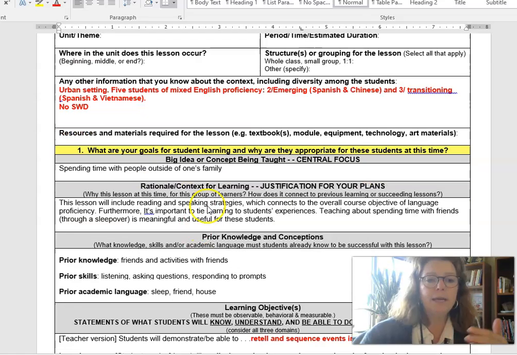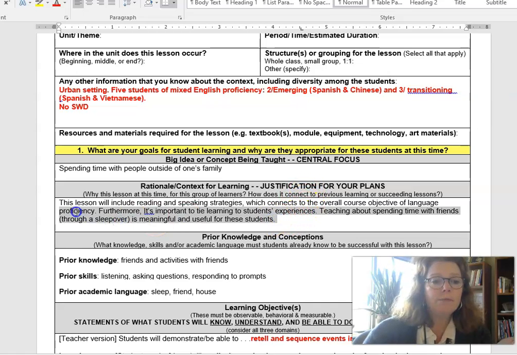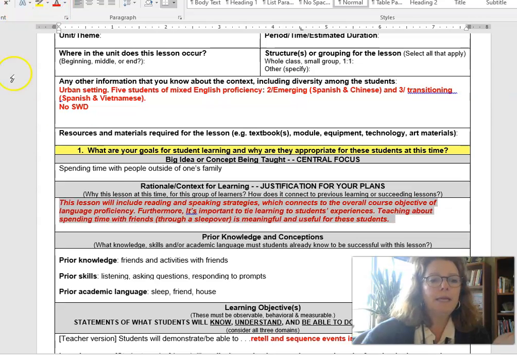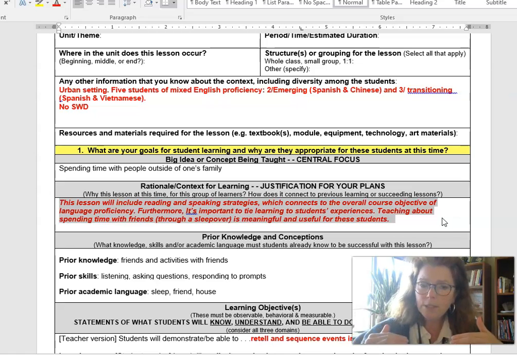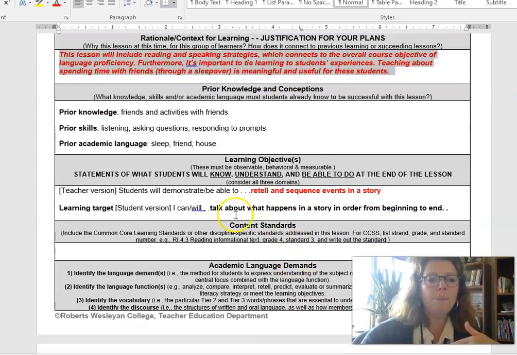Let's see, these other aspects I just put in here. It gives a little bit about the big idea or concept, the rationale. This part is easy if you just think about why are you teaching it. So for the sleepover, I'm going to put this right now in bold red. I wrote here that lessons including reading and speaking strategies, which connects to the overall course objective of language proficiency. That's why it's important. Also, it's important that learning ties to students' experiences. So just really get practical on how you're justifying these plans. Prior knowledge, I think all of you are strong.